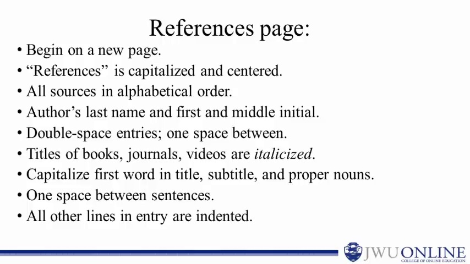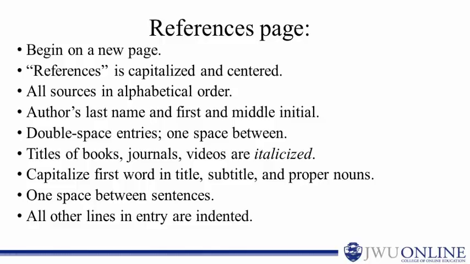Number 4, use an author's last name and first and middle initials. No professional credentials should be identified. Number 5, double space the entries. Number 6, the titles of books, journals, films, videos, TV shows, and microfilm publications are italicized. Number 7, capitalize only the first word in a title, the first word in a subtitle, and all proper nouns, i.e. A list apart, Making the internet.